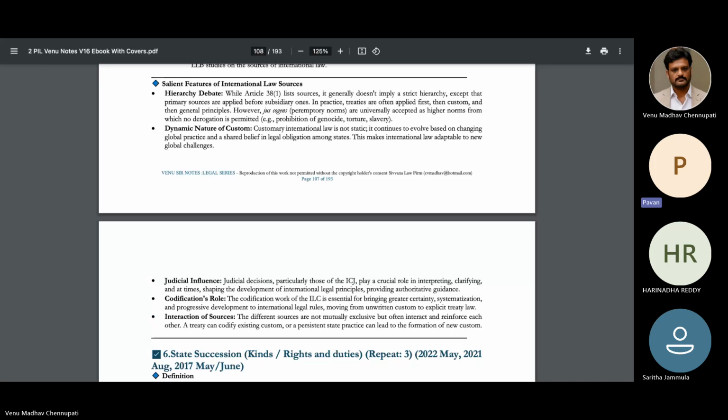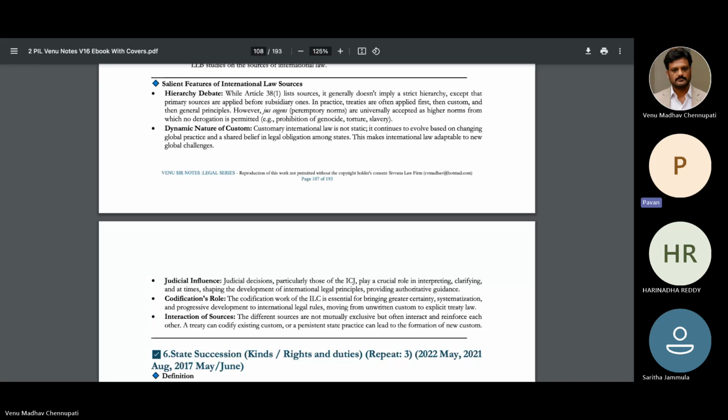Dynamic nature of customary international law: it is not static. It continues to evolve based on changing global practice and a shared belief in legal obligation among states. This makes international law adaptable to new global challenges. Judicial influence: judicial decisions, particularly those of the ICJ, play a crucial role in interpreting, clarifying, and at times shaping the development of international legal principles, providing authoritative guidance.